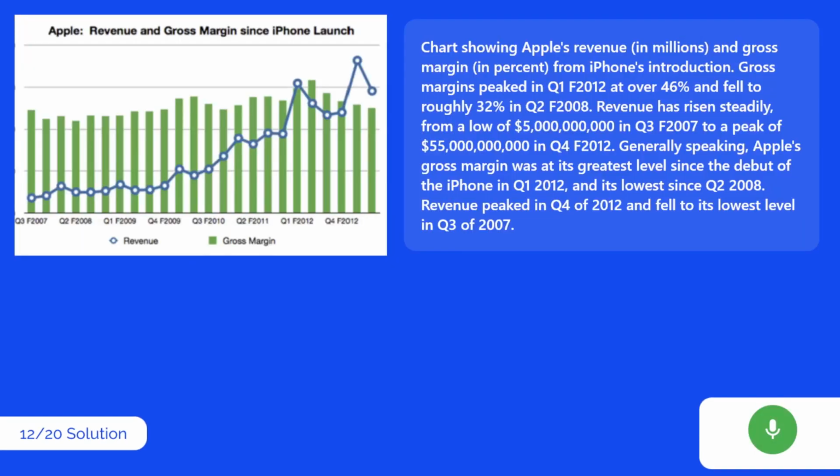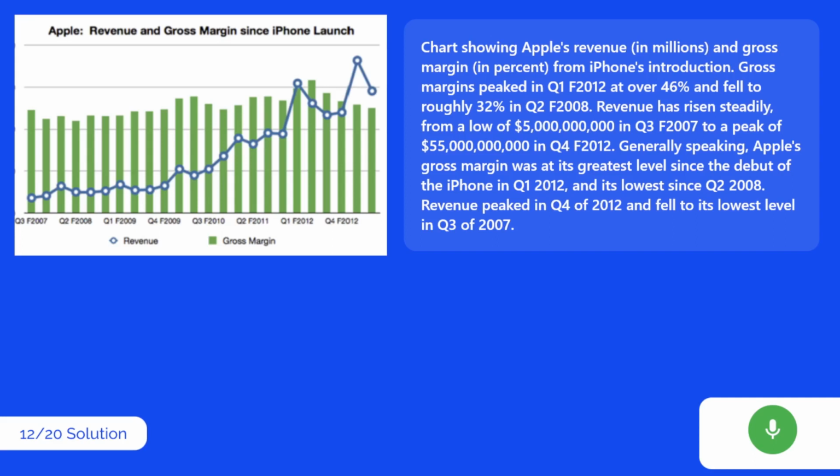Charts showing Apple's revenue, in millions, and gross margin, in percent, from iPhone's introduction. Gross margins peaked in Q1 F 2012 at over 46% and fell to roughly 32% in Q2 F 2008. Revenue has risen steadily, from a low of $5,000,000,000,000 in Q3 F 2007 to a peak of $55,000,000,000,000 in Q4 F 2012.